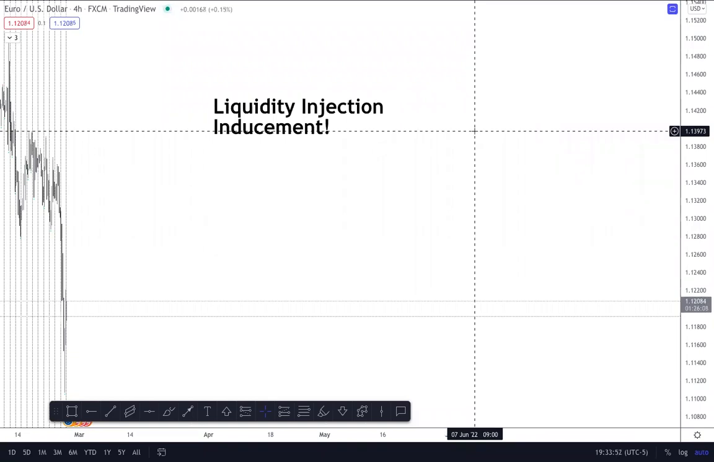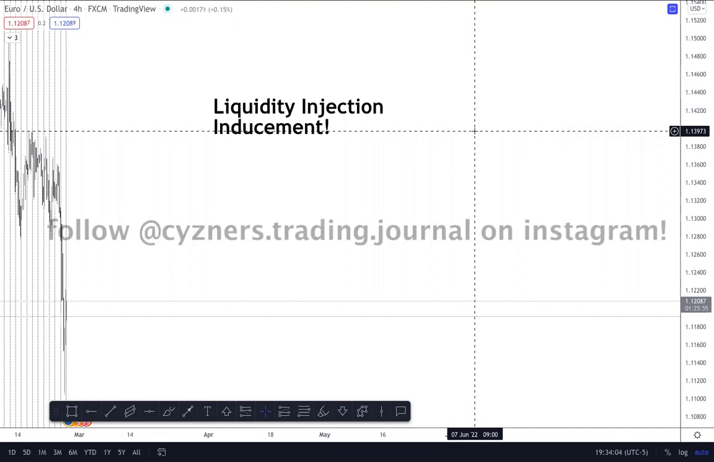We are missing Kagan today, but I know I promised a video on retail deception for the support and resistance. However, I have something a little bit more special for you guys today, and it's called liquidity injection inducement. What makes this very special is that I don't really see that many people using this type of injection in the market. I know that a couple other traders have their own variation.